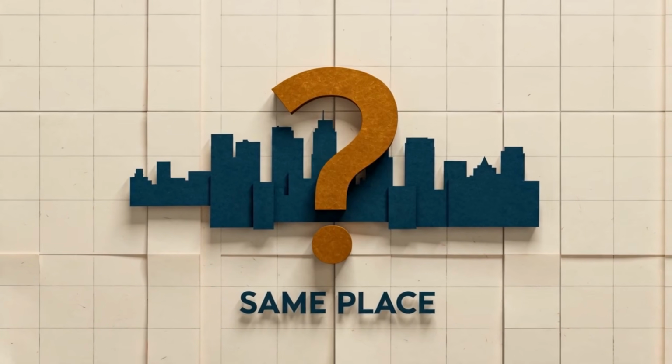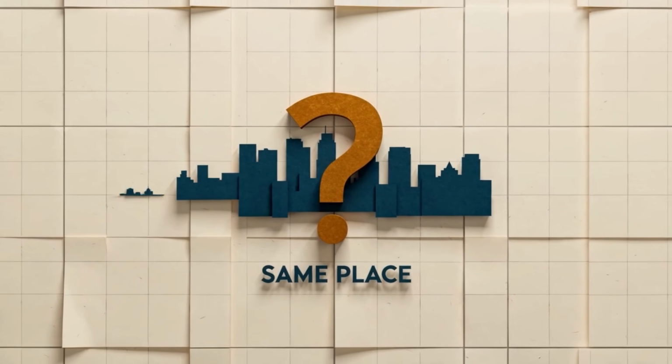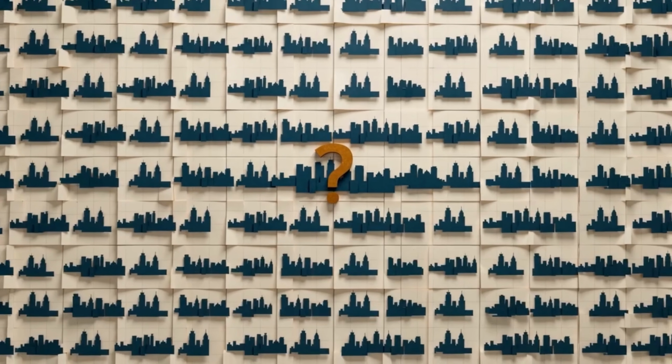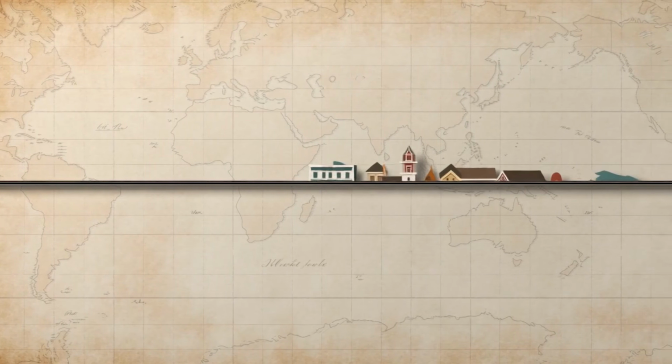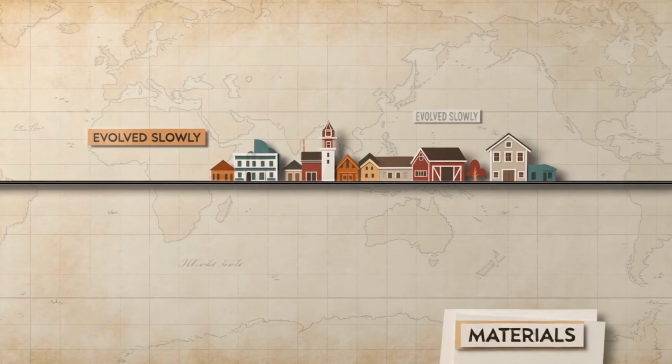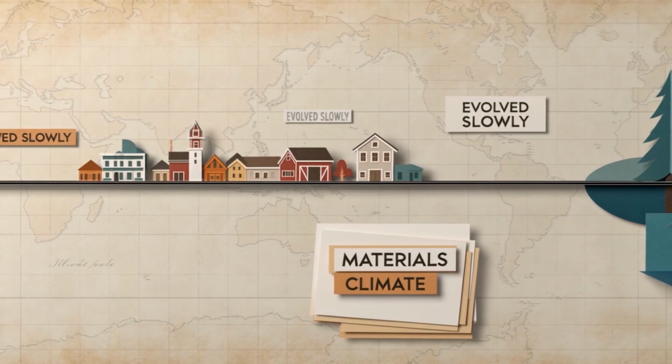So what happened? The answer isn't that architects suddenly ran out of ideas. It's that modern cities have all been solving the exact same problems. For most of human history, cities looked unique because they evolved slowly. They were shaped by local materials, local climates, and local traditions.